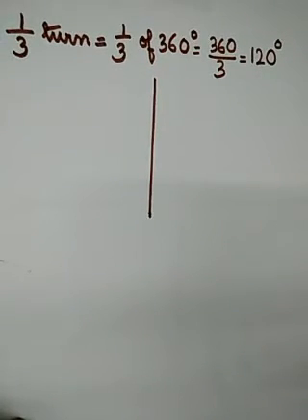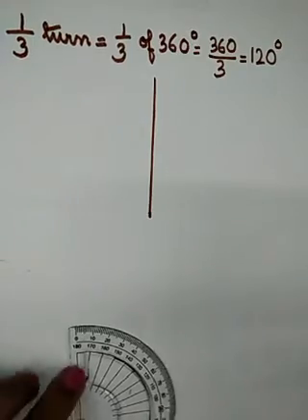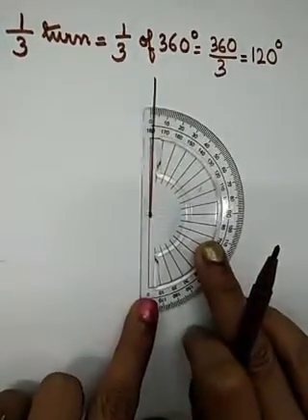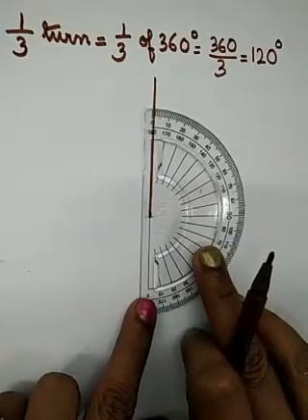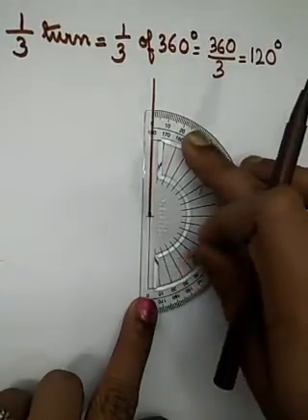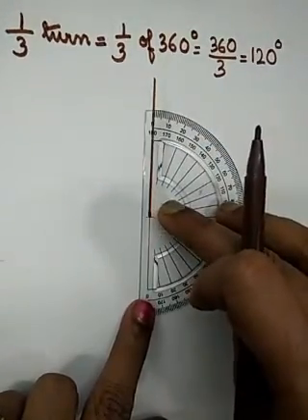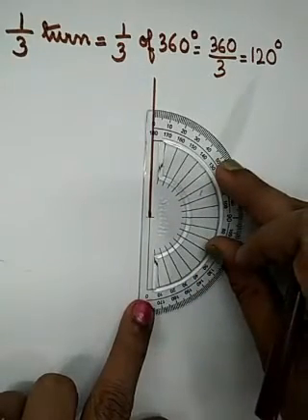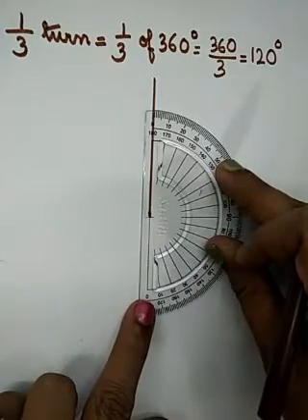Now what do I have to draw? I have to draw 120 degree. So what will I do? I will take my protractor. Okay? Middle point over middle point. Line over line. Can you see this? Yes? Middle point over middle point. Line over line.